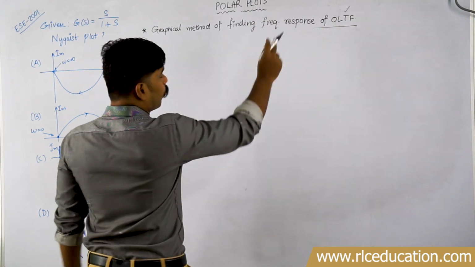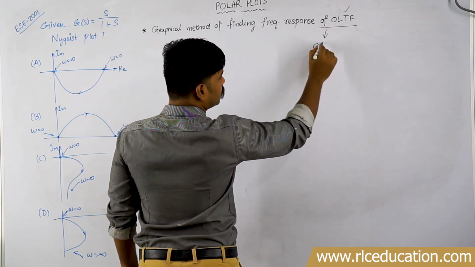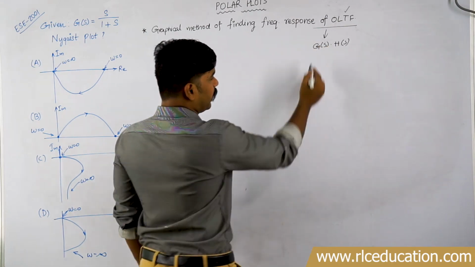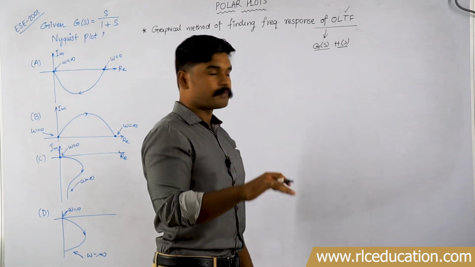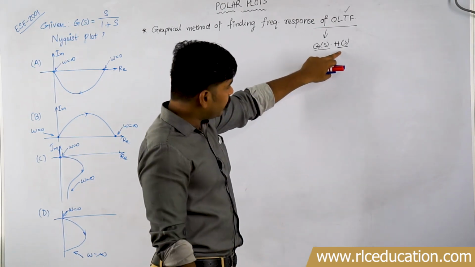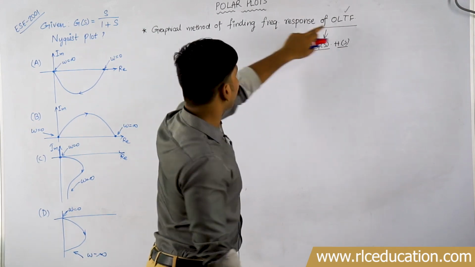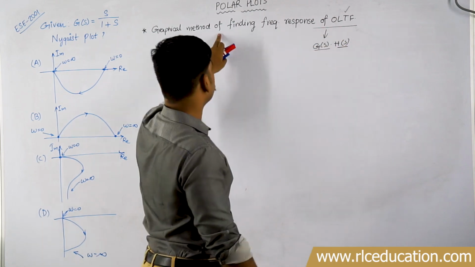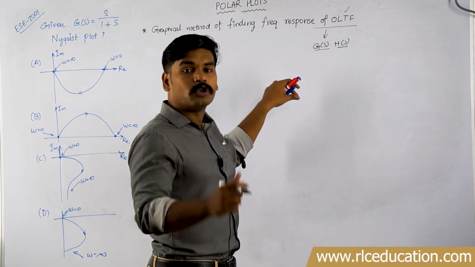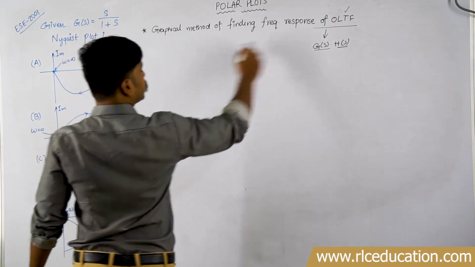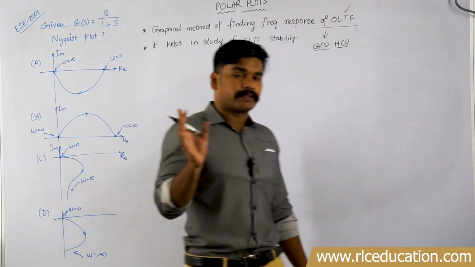Yes, we can do that. What is the open loop transfer function? Open loop transfer function is nothing but G(s) H(s), where G(s) is the forward path gain and H(s) is the feedback path gain. Understood? That means you are studying the effect of the feedback path also. So if you find the open loop transfer function frequency response, it will help in analyzing the closed loop system stability also. So I can write: it helps in the study of closed loop transfer function stability. Okay, up to now it is okay.